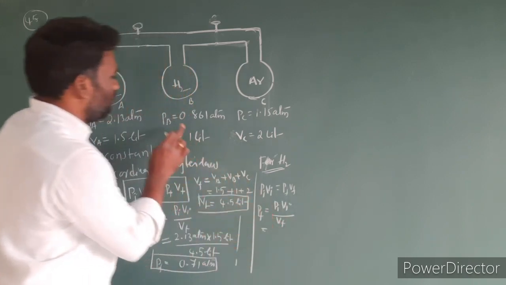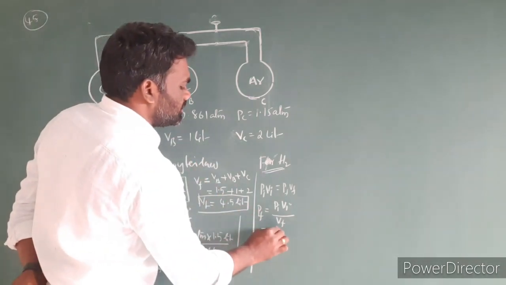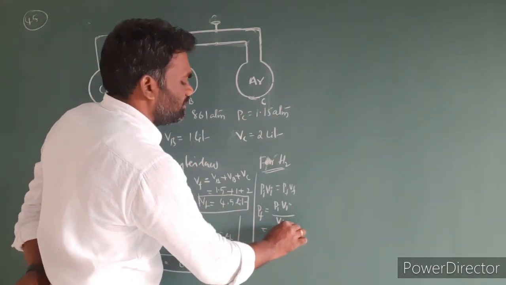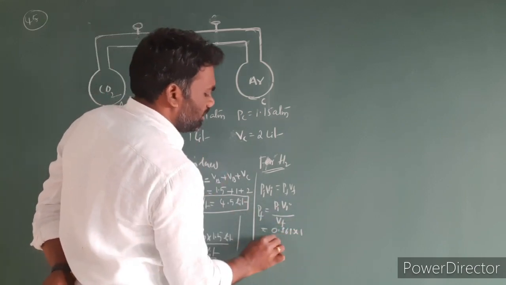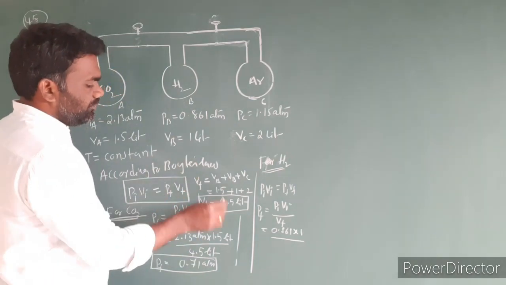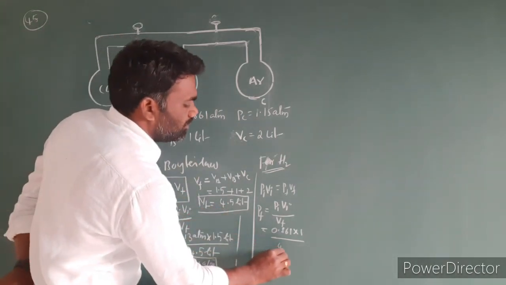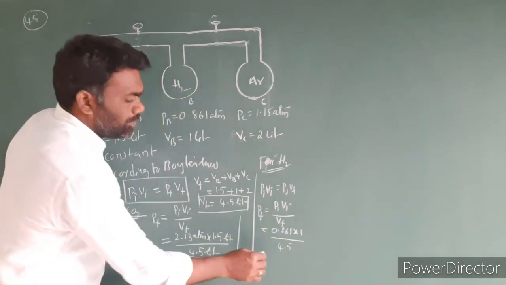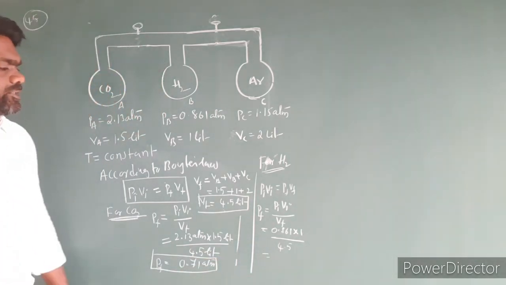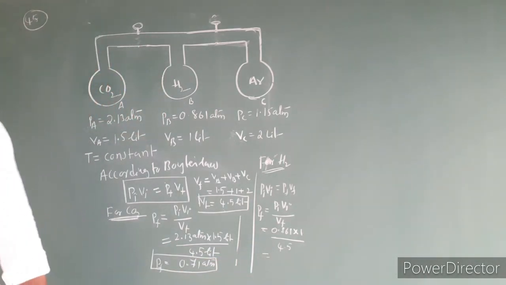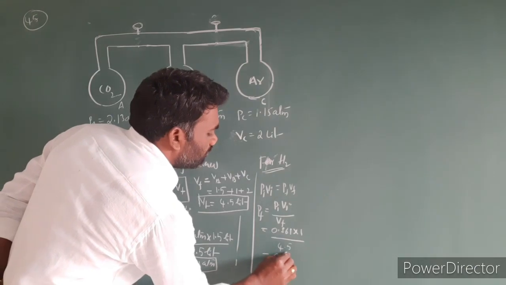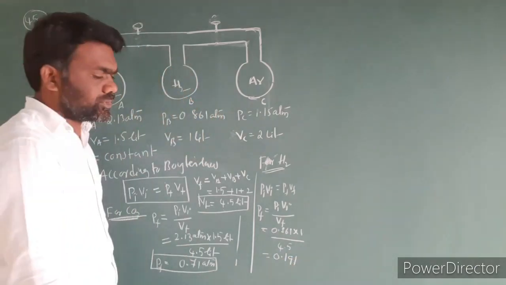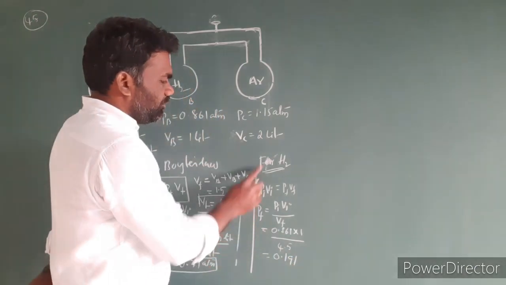That is equal to PI, how much is given? 0.861, into VI, how much? 1 liter. Initial volume is 1 liter. Next, the final volume we already know is 4.5. So upon simplification, 0.861 into 1 divided by 4.5, you will get 0.191. So this is the P final of hydrogen.